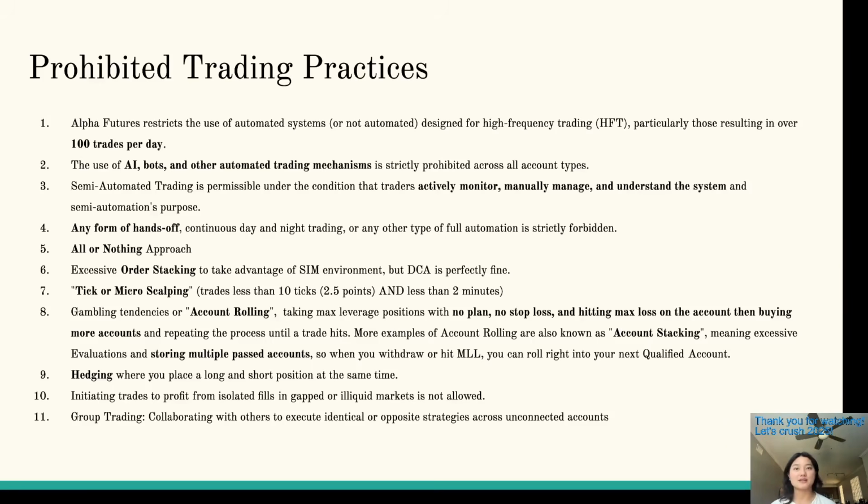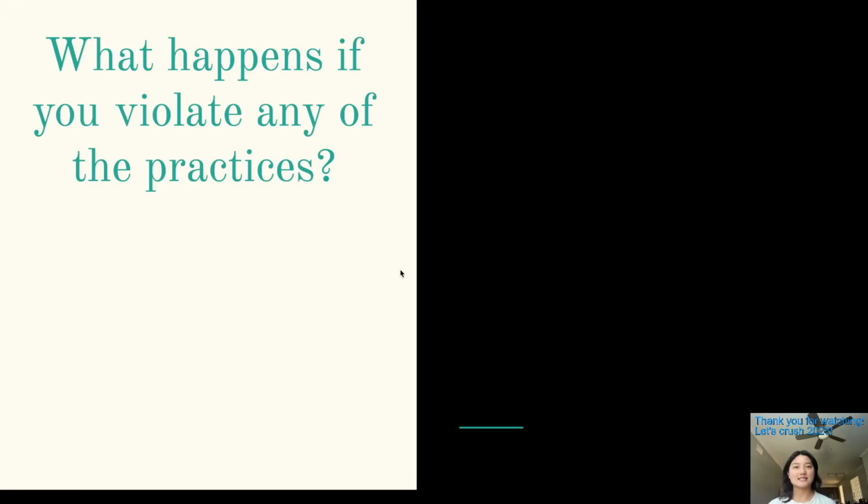Every prop firm has their own prohibited trading practices. So if you haven't known this before or read this information before, I highly recommend for you to do so, so you're not thrown off in case you end up getting a message from your company that you're not able to trade with them anymore. So moving into the next thing, which is what happens if you do violate any of those practices that I just listed out.